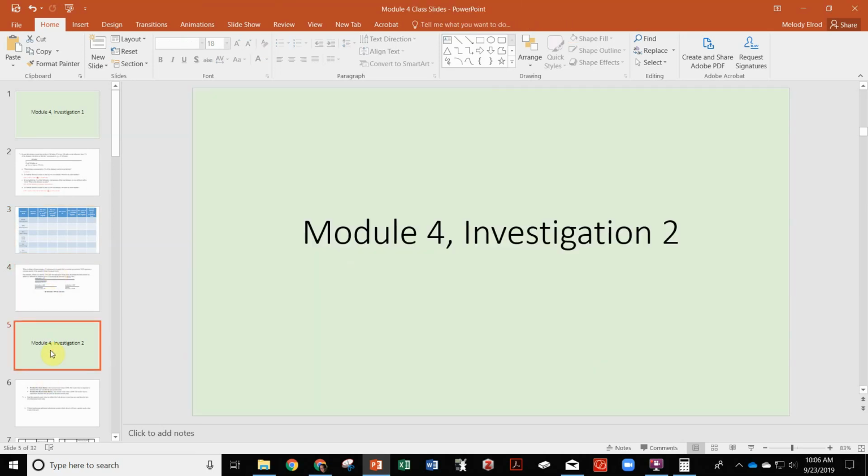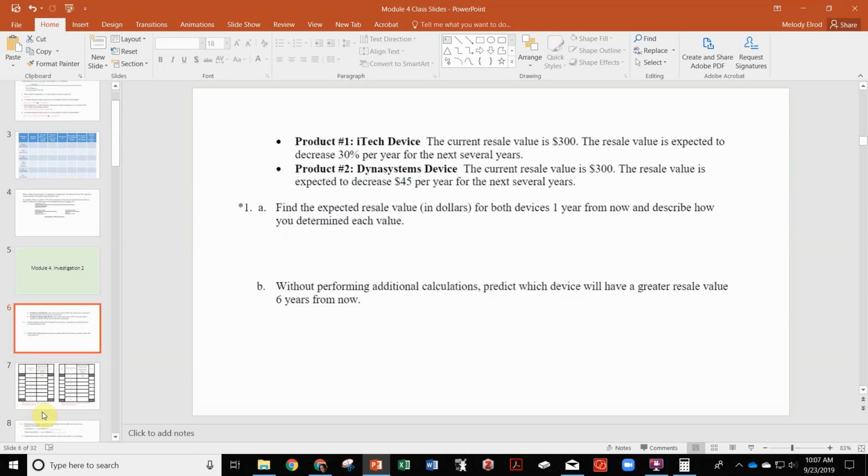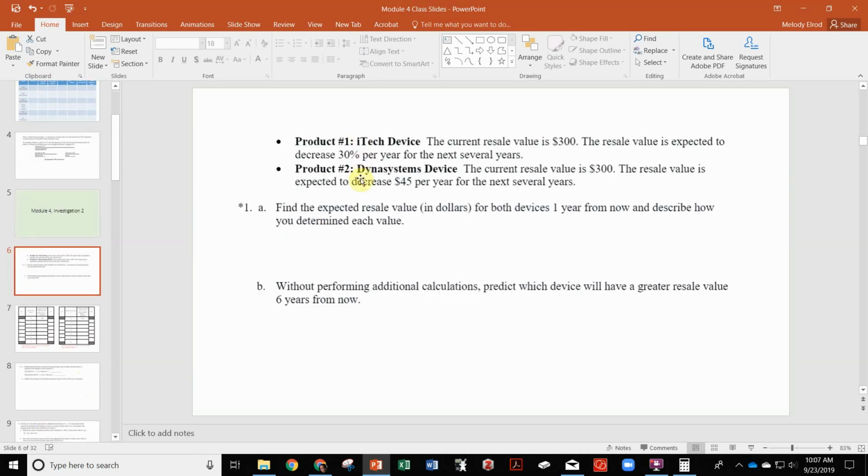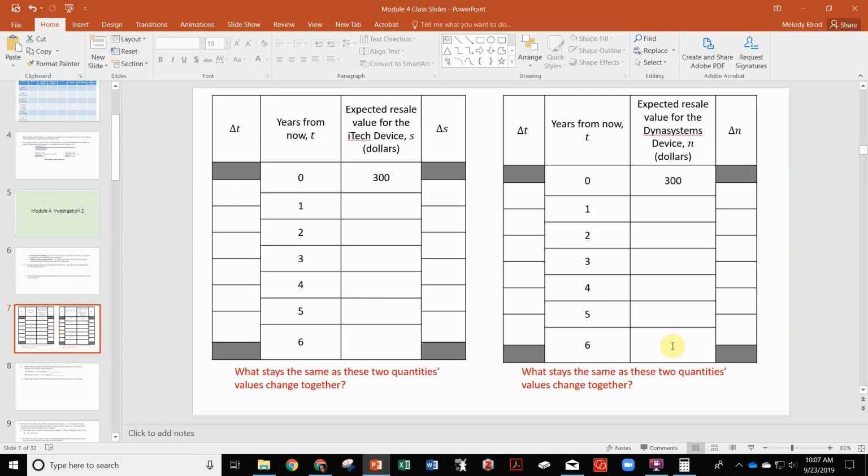So for Monday's prep work, you're going to go on to investigation 2. You're going to look at problem number 1. And it gives you a scenario here, and it asks you some questions about the expected resale value in dollars for these 2 devices, and thinking about which device you think will be of greater resale value 6 years from now. And then part C asks you to do some calculations to see whether or not you made your predictions based on sound logic.